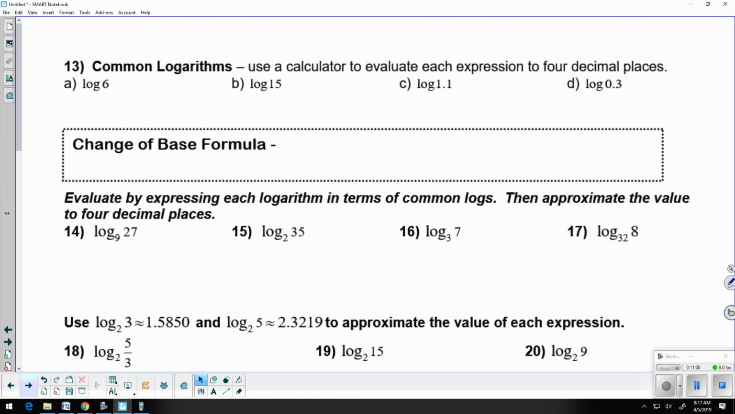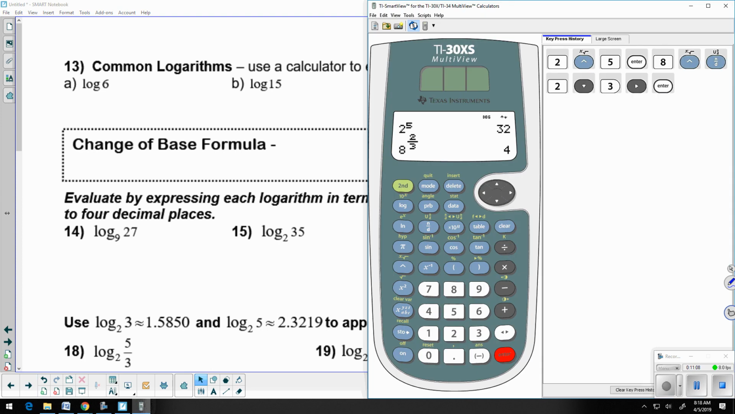It says common logs. Use a calculator to evaluate each expression to 4 decimals. So now we're actually going to be using the log button, which you've probably seen on your calculator. You just probably didn't know what it was used for. Underneath the green button, you see log, right? All we're going to do is type in log 6 and see what it comes out to.